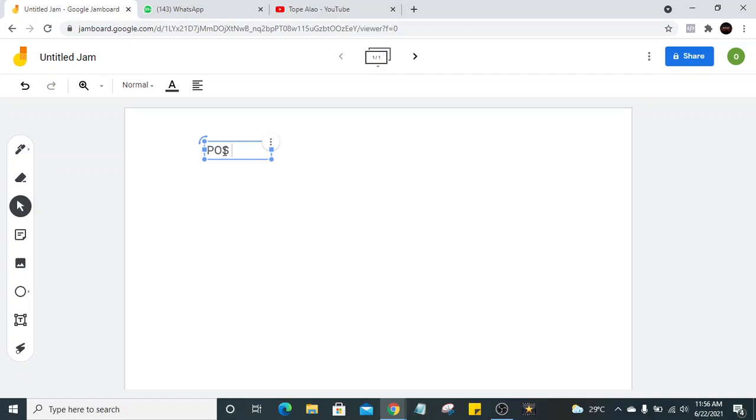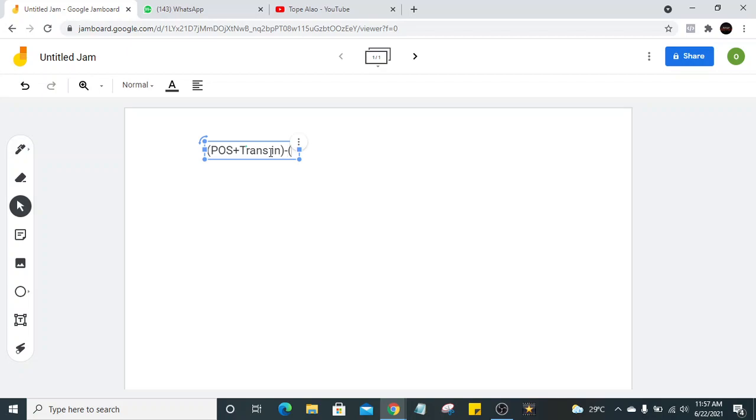Let me just type everything out first. I'll explain everything one by one. So that's POS minus transient. I'm going to show you what all this means, but let me just type the formula out first. Sorry, not minus, plus. That should be plus. Then we put minus.